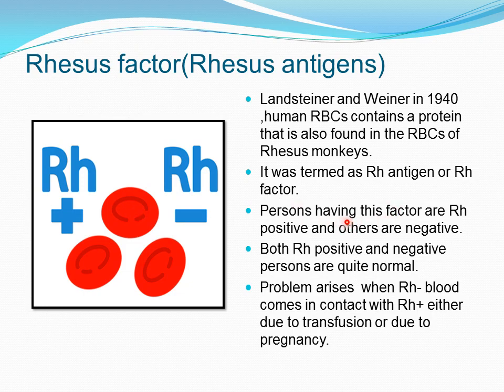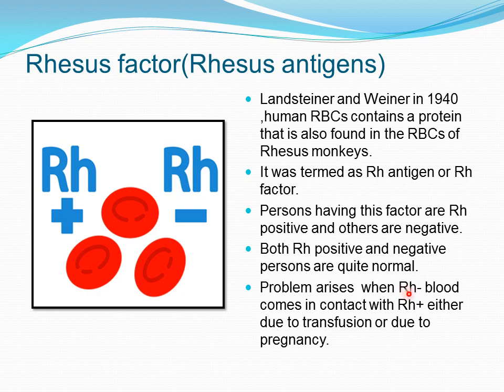Now the persons who have this antigen are called rhesus positive, and the persons who do not have this antigen are called rhesus negative. Both Rh positive and negative individuals are quite normal. They don't have any problem. When we say a person is A positive, that positive is the rhesus factor. When we say the person is A negative, that negative means the person does not have this rhesus antigen, or rhesus factor. So both persons live a normal life, they don't have any problem.